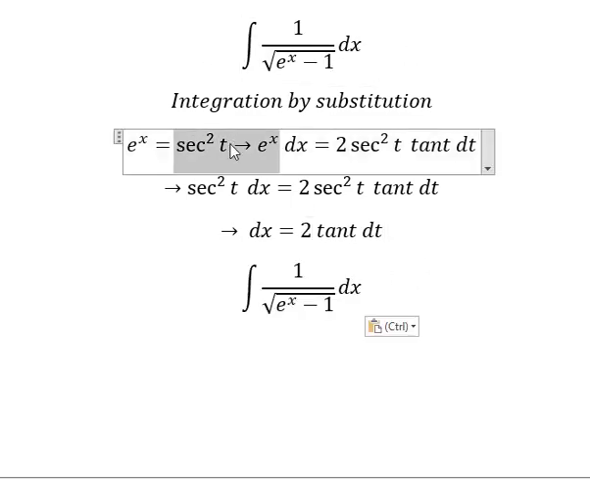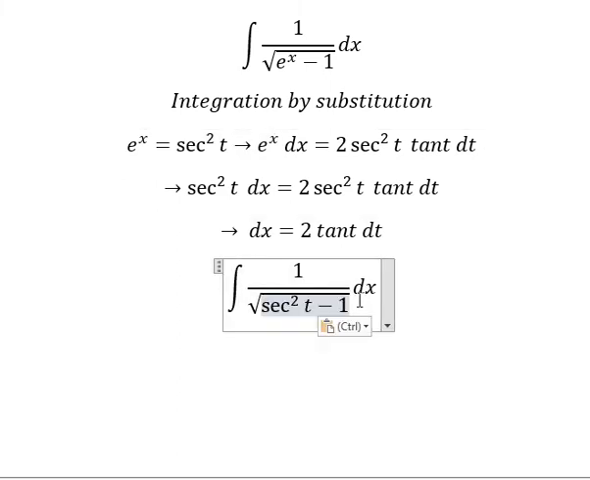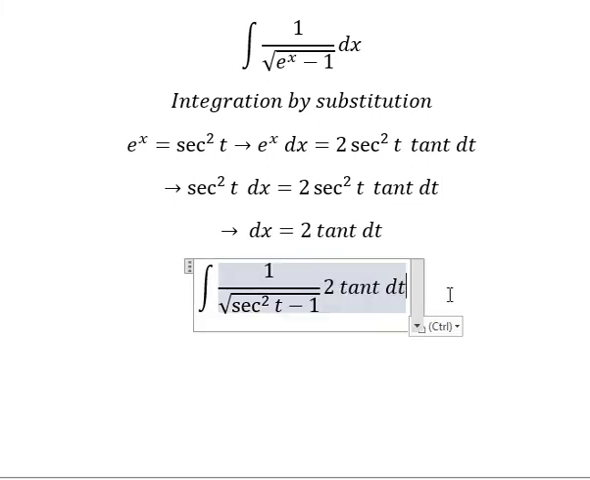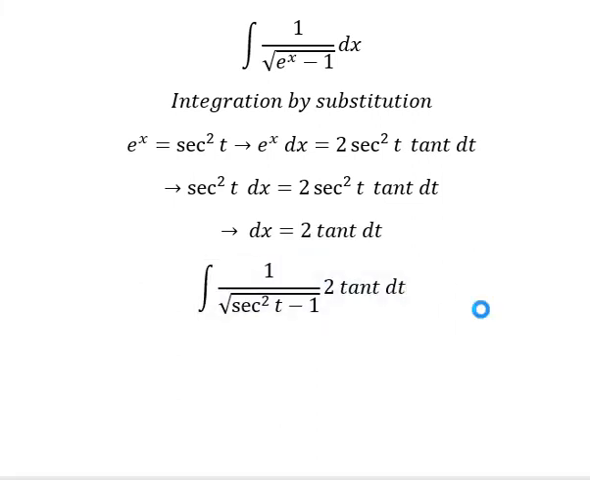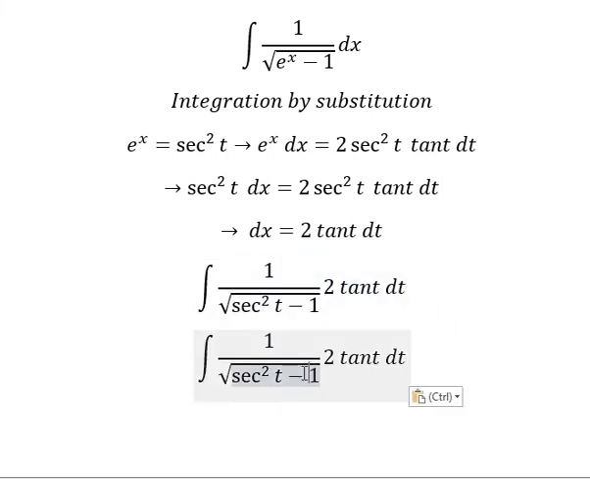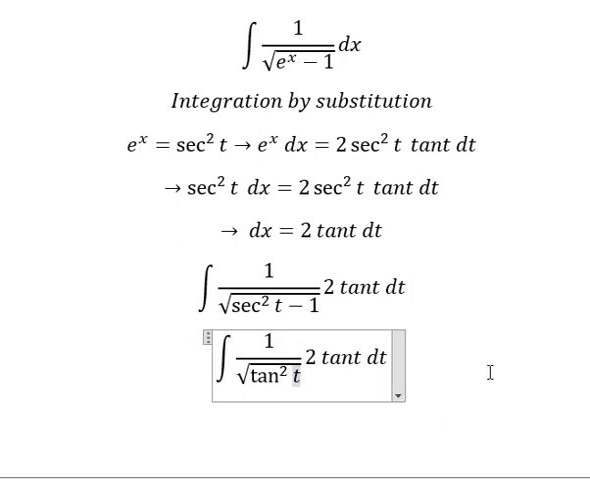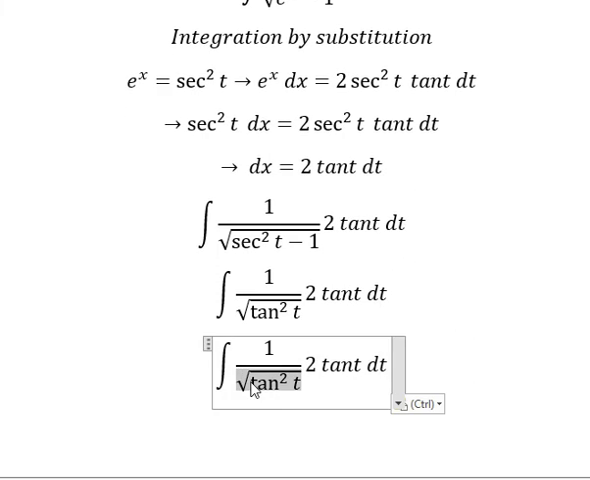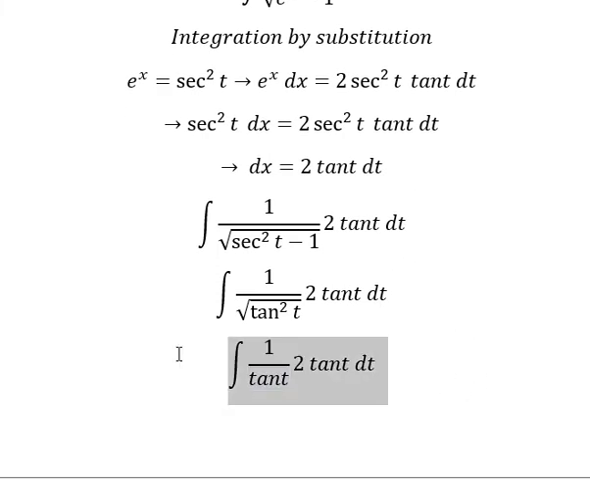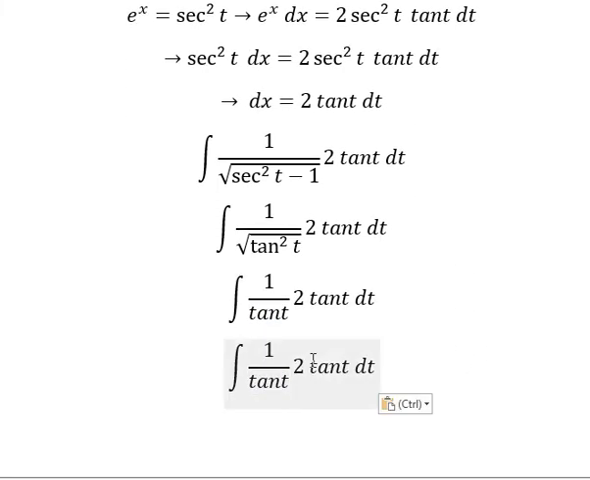So this one I will put in here. The s we change by this one. This one we have tan t squared, and this one we have tan t. And now we need to simplify.